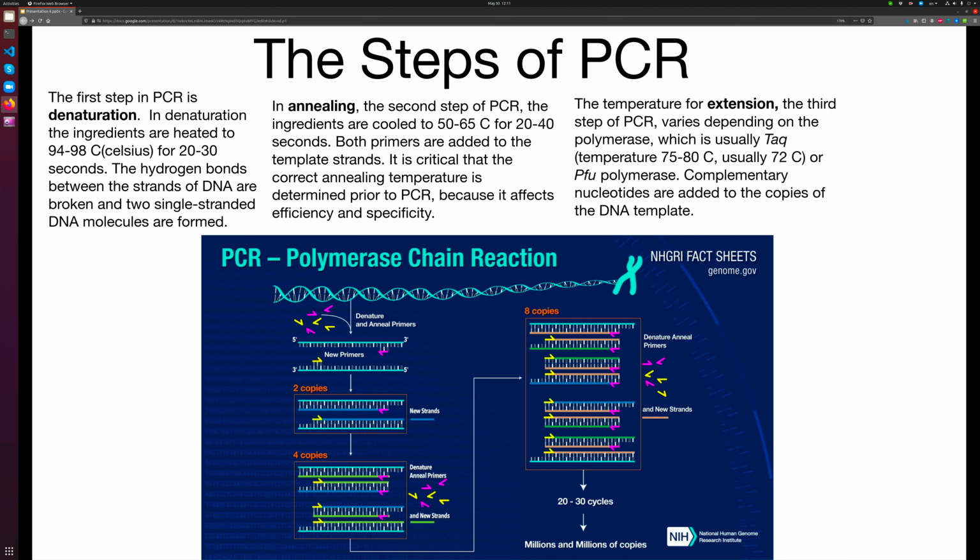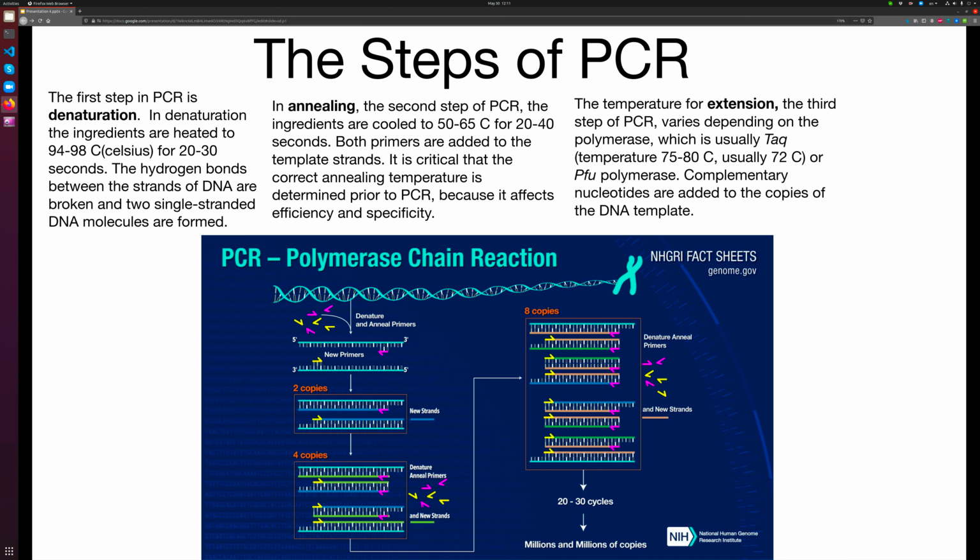It is critical that the correct annealing temperature is determined prior to PCR because it affects efficiency and specificity. Because there might be issues with primer binding, which is very important for future steps in PCR and for the next cycle.